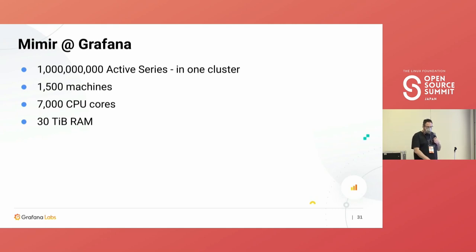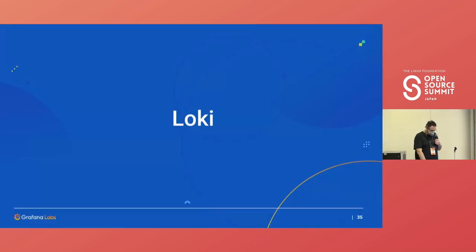So for those 1 billion active series within one cluster, we need 1,500 machines at a cost of 7,000 CPU cores and 30 terabytes of RAM, which is a lot, but for that scale, it's actually not that much.